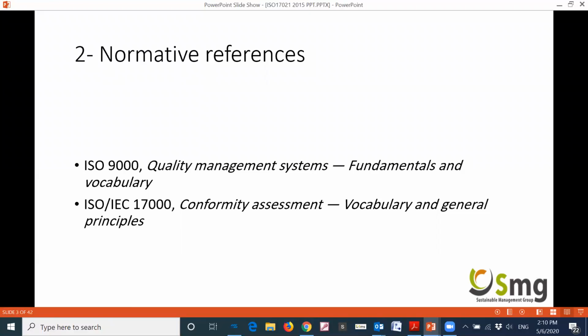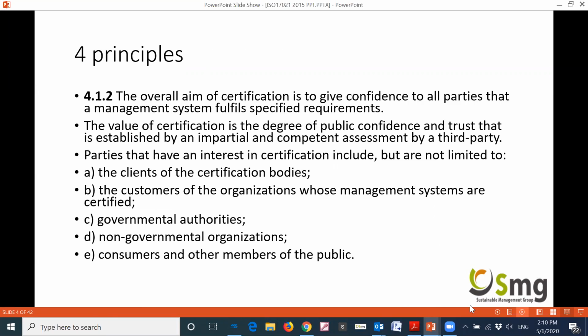Normative reference: the vocabulary in ISO 9000 and 17000 are two normative references that we need to follow when we are implementing ISO 17021. Section 3 is about definitions, but I did not put the definitions here because when we do section 9 and section 10 later on, we will talk more about the definitions because they are very much related to operation and improvement.